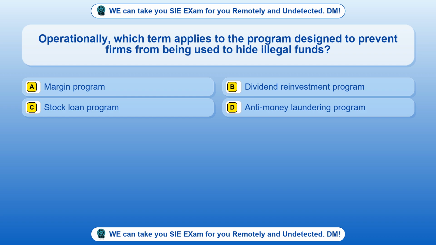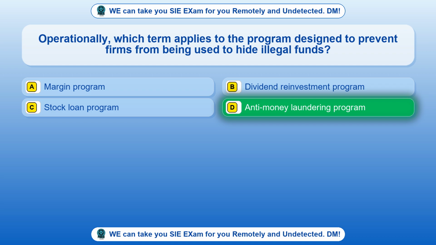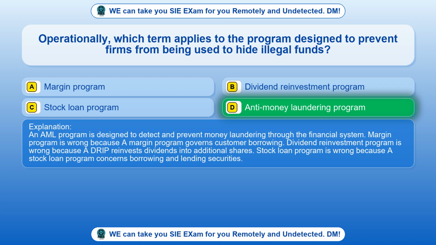Question 4. Operationally, which term applies to the program designed to prevent firms from being used to hide illegal funds? Option A, margin program. Option B, dividend reinvestment program. Option C, stock loan program. Option D, anti-money laundering program. The correct answer is option D, anti-money laundering program. An AML program is designed to detect and prevent money laundering through the financial system.